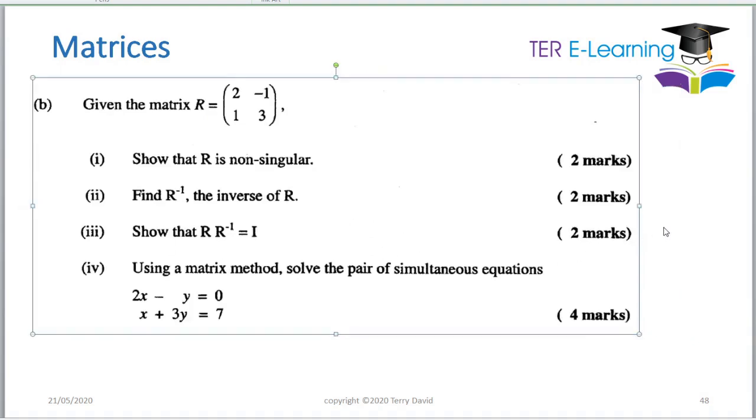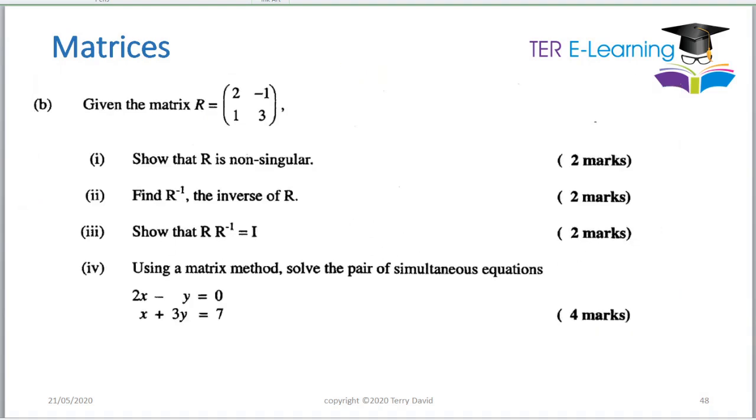Let's look at this one here. This is just part B of that same question actually. So they gave us a matrix. They have a matrix R, right? It's 2, minus 1, 1, 3. The first part, how do we show that the matrix R is non-singular? Look how much marks for this here. 2 marks. Show that the matrix R is non-singular.